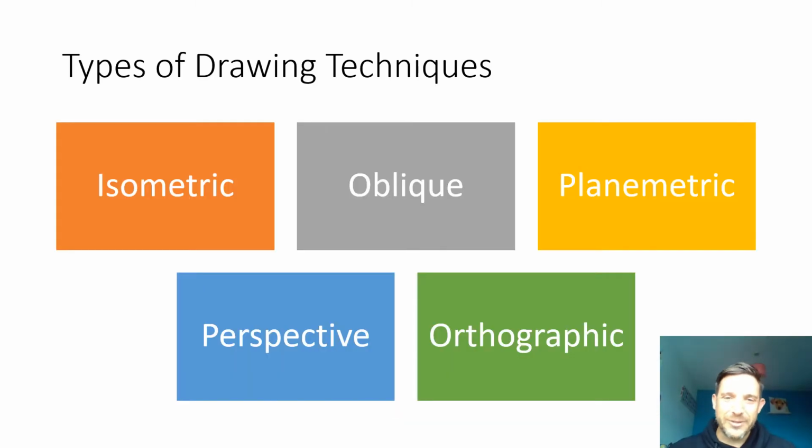The types of drawing techniques that we're going to look at to start with are listed on the screen. So we're going to look at what each of these are just in a basic form, and we're going to have a look at why they're useful. So we're going to look at isometric drawings, oblique drawings, planimetric or planometric drawings, perspective drawings, and then orthographic drawings. Do you know what any of these are? Well, you're about to find out if you don't.